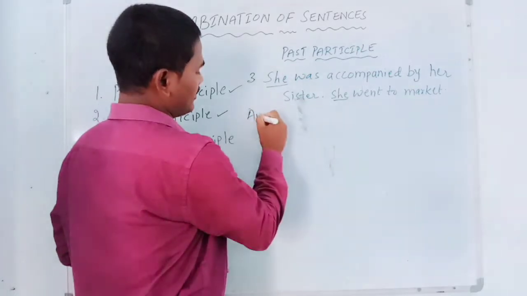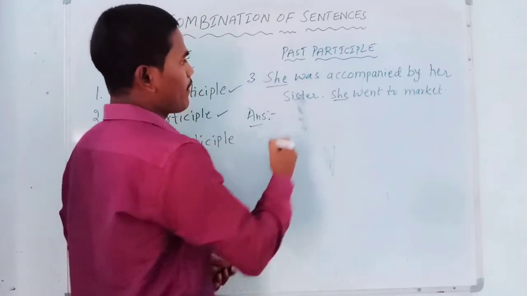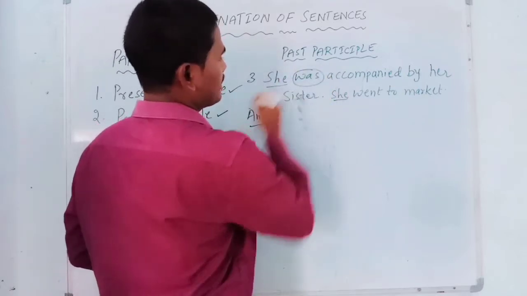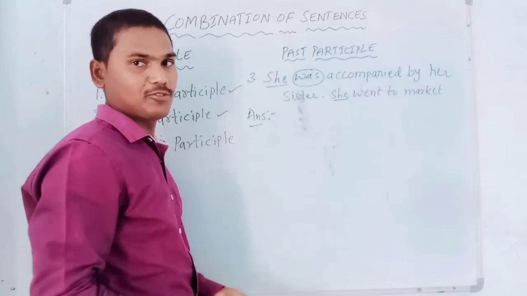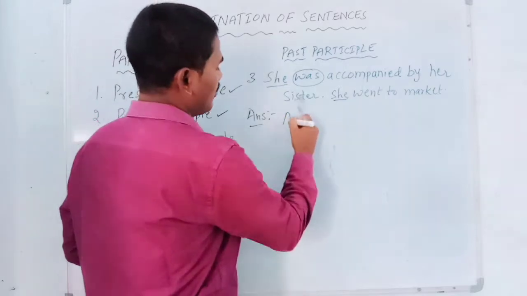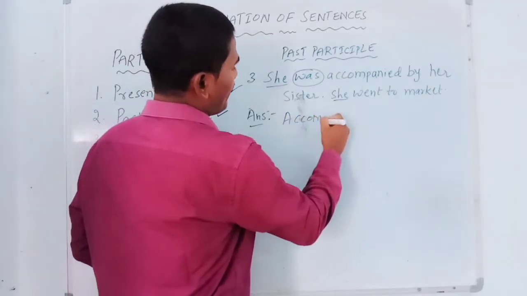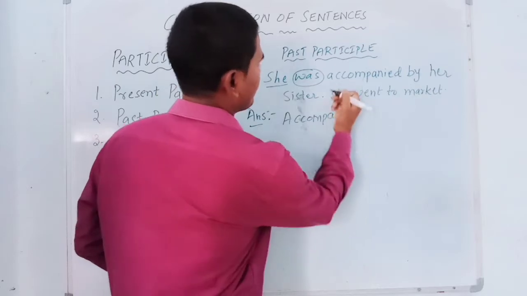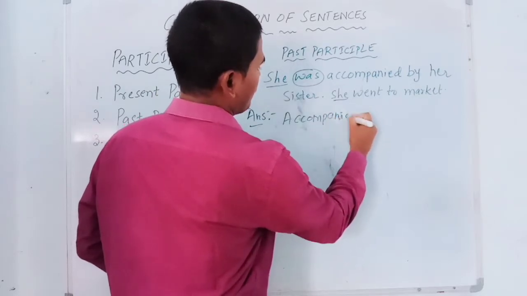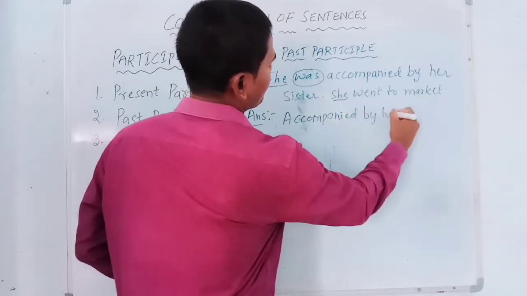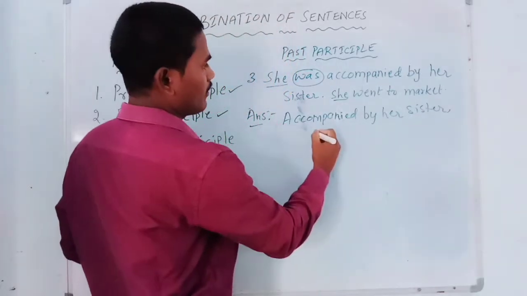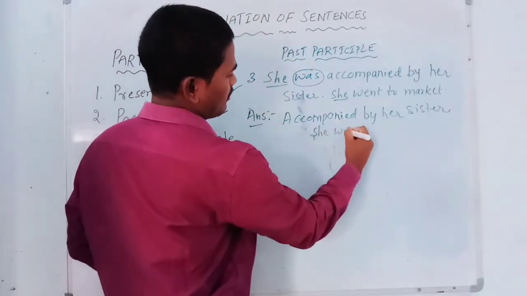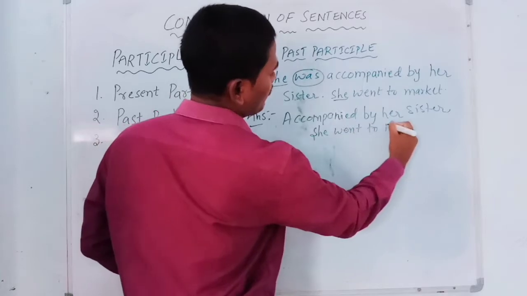Okay. So answer is going to be. So we have to remove this helping verb also. That is the rule we have in English. That's why we have to do that. Accompanied by her sister, she went to market.